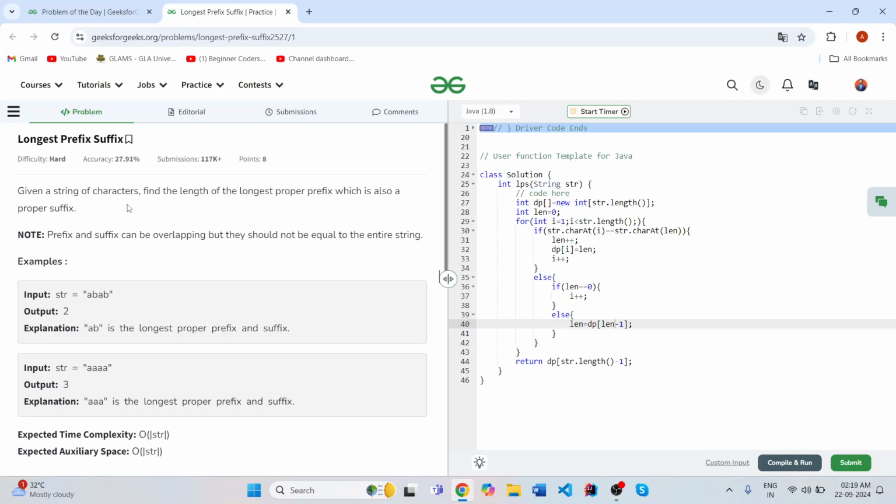So what is longest prefix suffix? We are given a string of characters. We have to find the length of the longest proper prefix, which is also a proper suffix. This means that prefix and suffix can be overlapping, but they should not be of length equal to the entire string. Means if there are 4 characters, it can only be equal to 3 maximum.